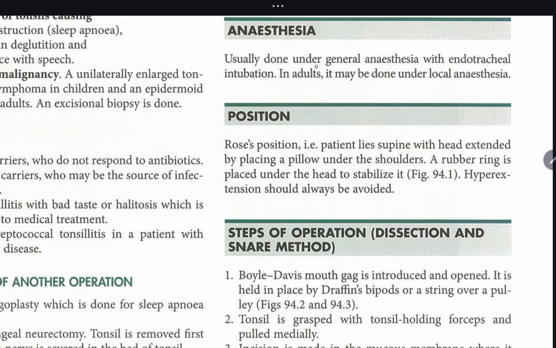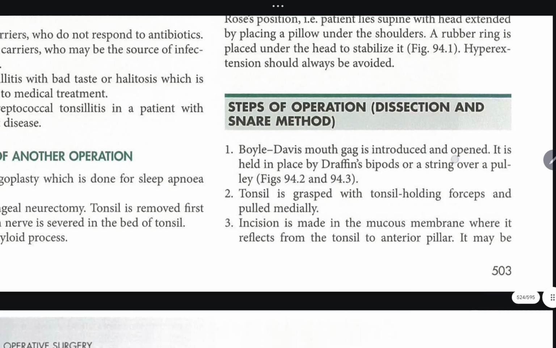Anesthesia. Usually done under general anesthesia with endotracheal intubation. In adults, it may be done under local anesthesia. Position. Rose's position. That is, patient lies supine with head extended by placing a pillow under the shoulders. A rubber ring is placed under the head to stabilize it. Hyperextension should always be avoided.